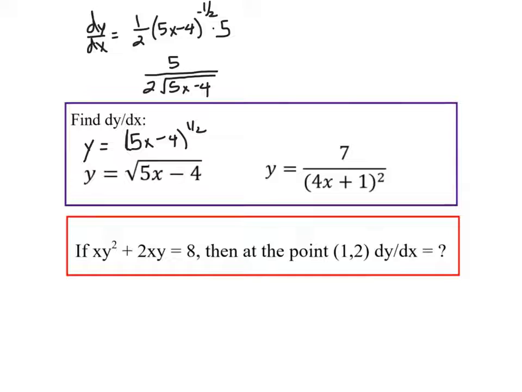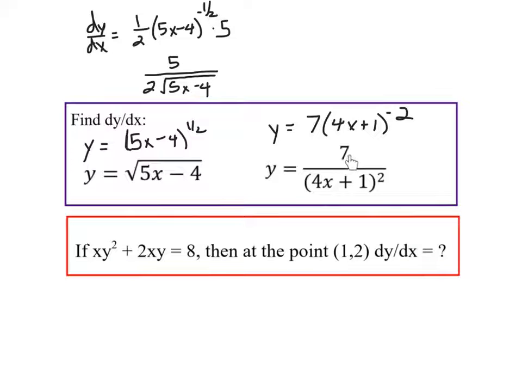Okay. The next one, I'm going to rewrite this as 7 multiplied by 4x plus 1 to the negative second. Okay, so kind of the same idea. I'm going to use power and chain rule instead of, in this case, quotient rule.